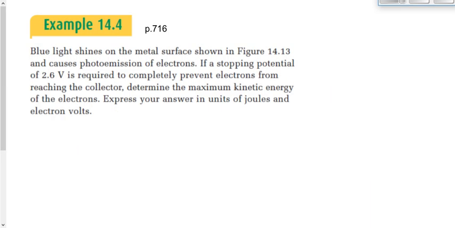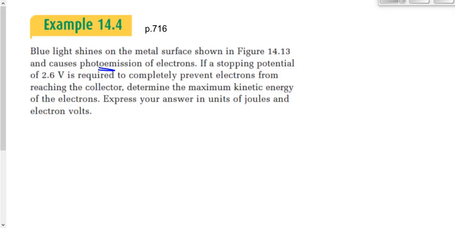Let's try an example on page 716 here. It says blue light shines on the metal surface shown in figure 14.13. We don't really care about the diagram. It causes the photoemission of electrons. Electrons are ejected. So first of all, what do we know about blue light? If it caused the electrons to be ejected, what do we know about blue light?